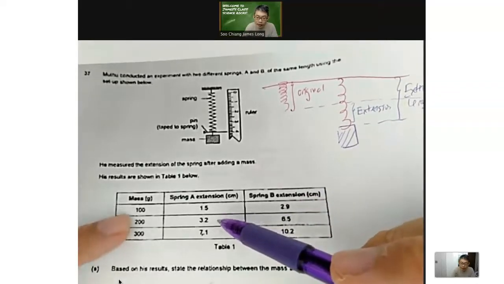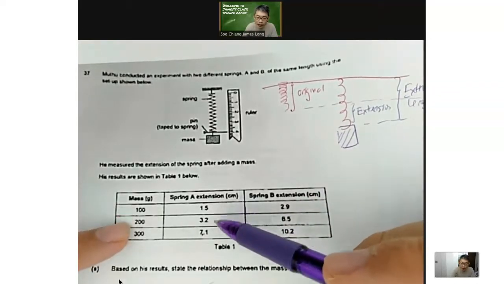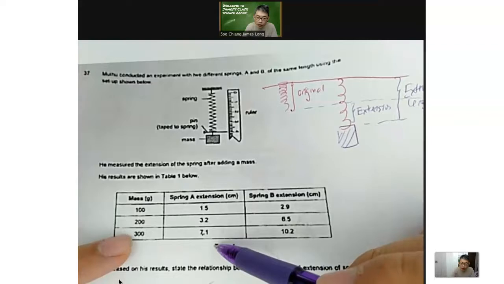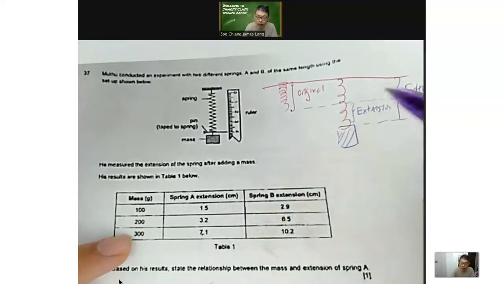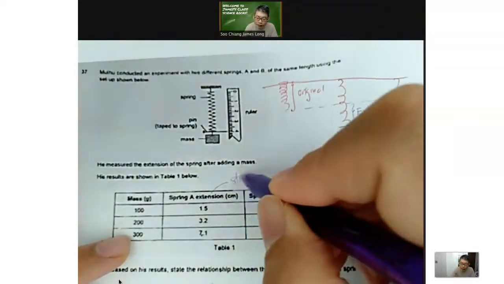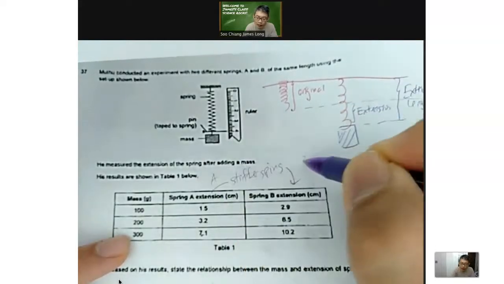So here we talk about extension. Now clearly the greater mass you add, the greater it extends. 100 grams, it extends. 200 grams extends some more. 300 grams extends even more. And comparing these two, it's very clear that A is a stiffer spring than B.